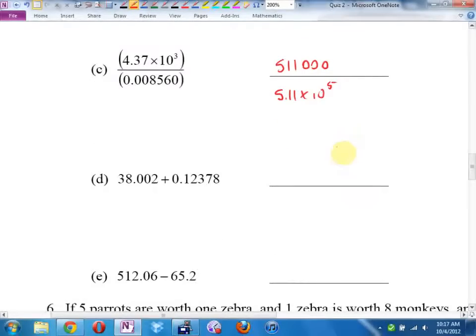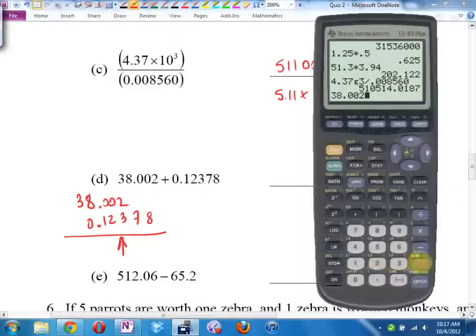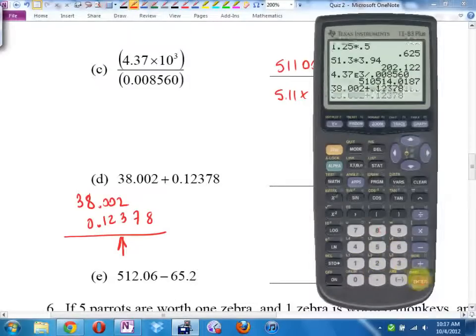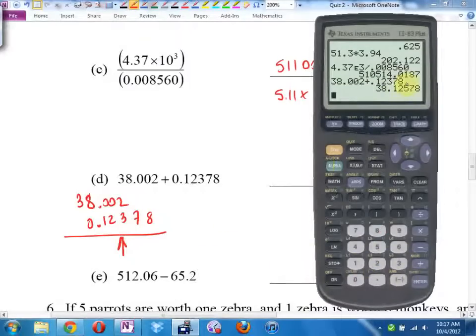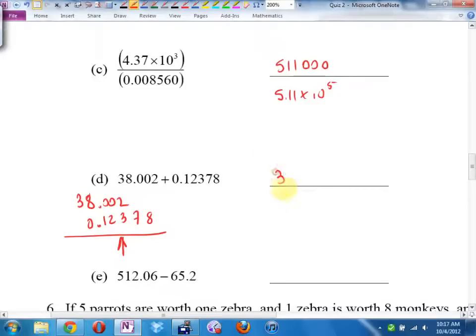Oh, adding and subtracting, way tougher. Write it out vertically. .002 0.12378. So I'm going to round off to that decimal place. Let's go to my calculator. And I'm going to round off to the third decimal place. I'm going to round off right to there. That 5, is it going to stay a 5 or is it going to become a 6? Become a 6. So 38.126.